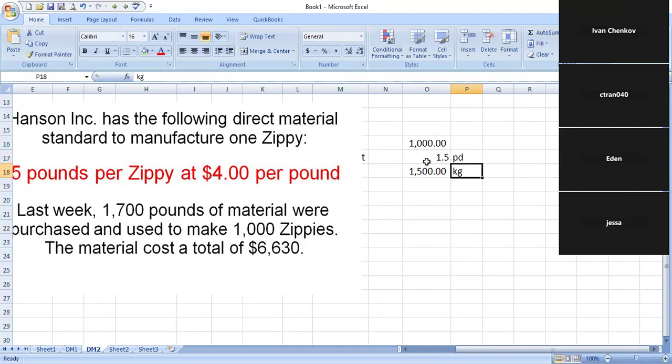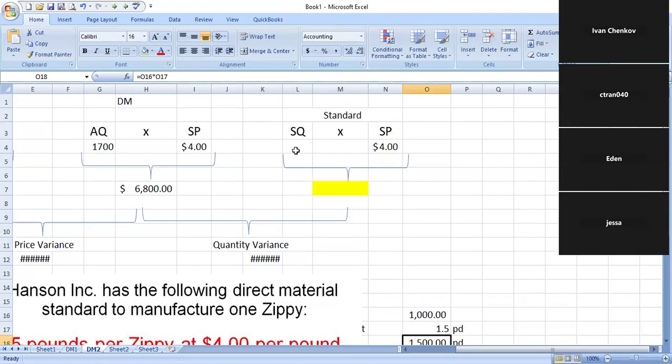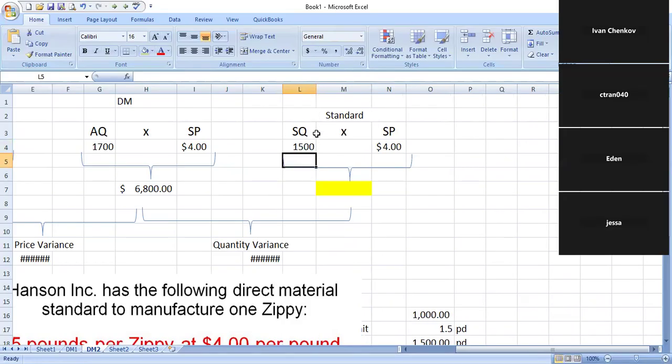So do I know how many pounds I need to use based on my standards? That will be 1,500 pounds, correct? And that will be my number here, 1,500 pounds. Based on my standards, I have to use that to produce 1,000 units.